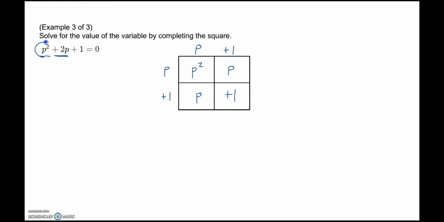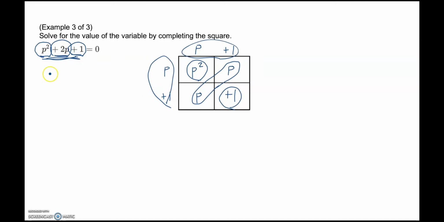Okay, so now let's take a look at our equation. P squared, represented right here. 2p, represented right here. And our plus 1 is already a plus 1. We don't need to do anything to this to make it a perfect square trinomial. So we can rewrite this whole left side as our factored form, p plus 1 times p plus 1. So we have p plus 1 squared is equal to 0.